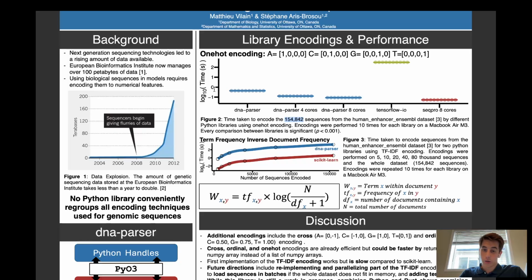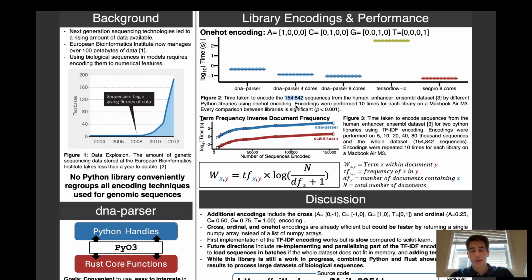Here the times are log transformed, and dna-parser performed fairly well, with the encoding time decreasing as we used more cores. Compare, for example, to TensorFlow.io that was surprisingly slow, taking over 5 minutes, I think, to encode the whole thing. But dna-parser was not as fast as, for example, SeqPro, that automatically used all the cores in your machine, and that was slightly faster.